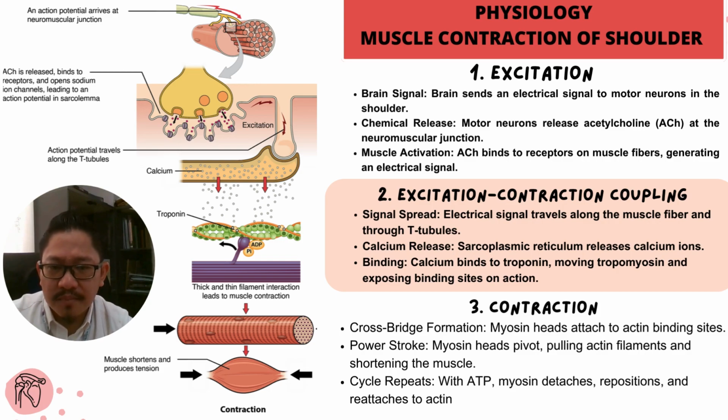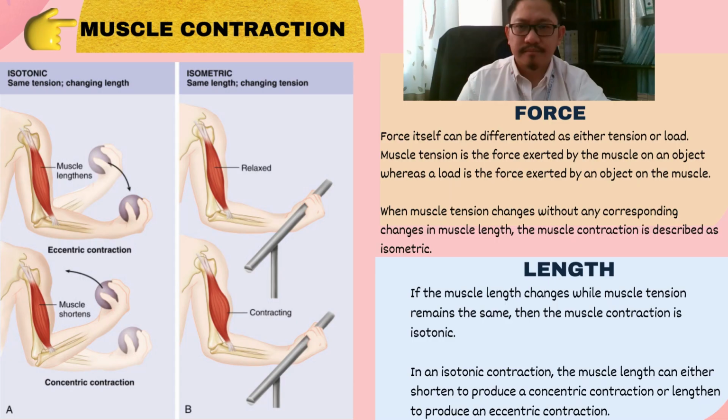This is where contraction happens. The cross-bridge formation: the myosin heads attach to the actin binding site, and the power stroke: the myosin heads pivot, pulling the actin filament and shortening the muscle. And then finally, the cycle repeats where ATP makes myosin detach and reposition, and it reattaches to the next site of actin.